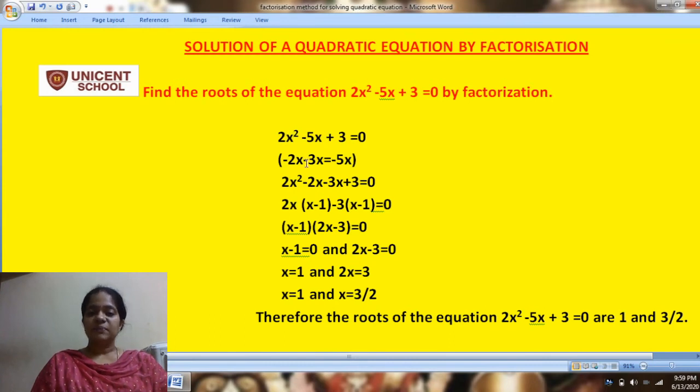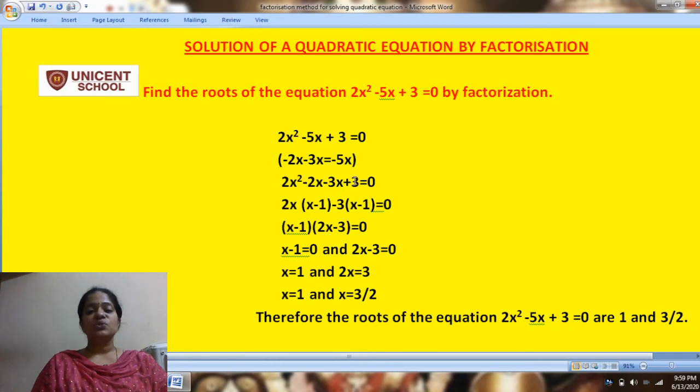Now let us split minus 5x as minus 2x and minus 3x and rewrite the equation once again. So 2x square minus 5x can be written as minus 2x minus 3x plus 3 is equal to 0. In the first two terms, take 2x as common. When we take 2x as common, only x is remaining, same minus. Again, already we have taken 2x, nothing more, so we'll put a 1 there.